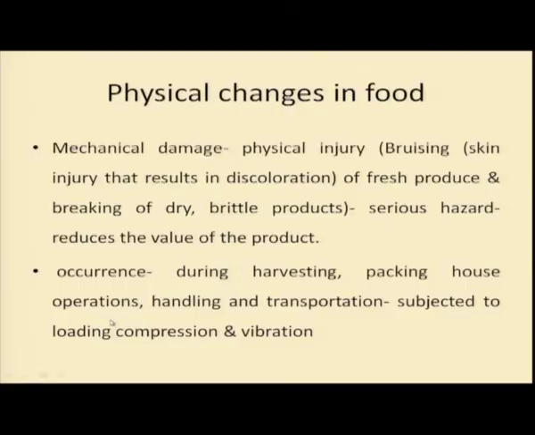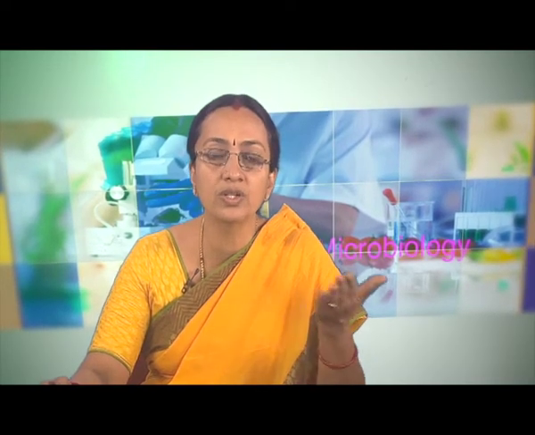And when does this occur? This occurs during harvesting, packing, during the operations in the packing house, handling and transportation, when the fruit is subjected to compression and vibration. So all these things matter: how you are harvesting the fruit, where you are storing it, how you are packing it, how it is getting transported, and how safely it is packed.